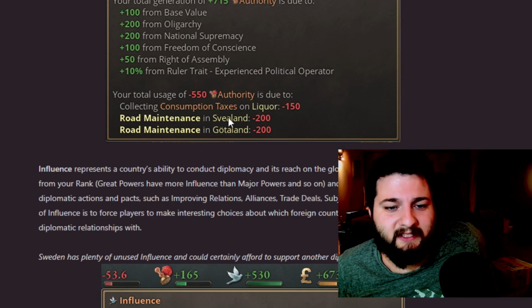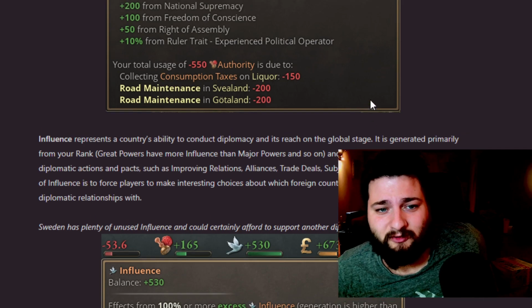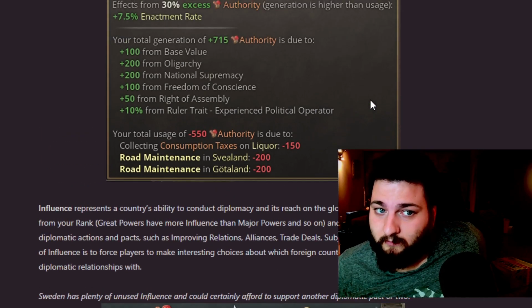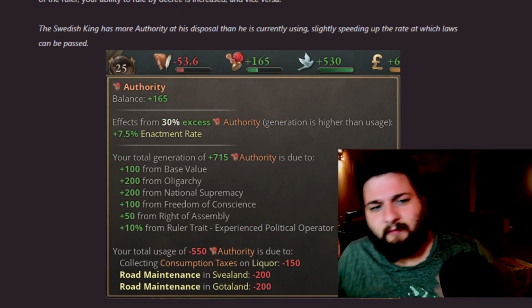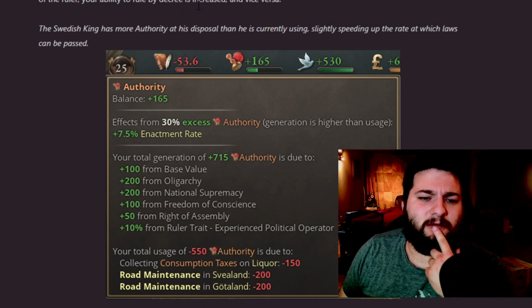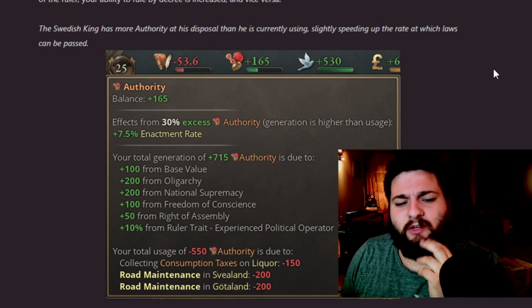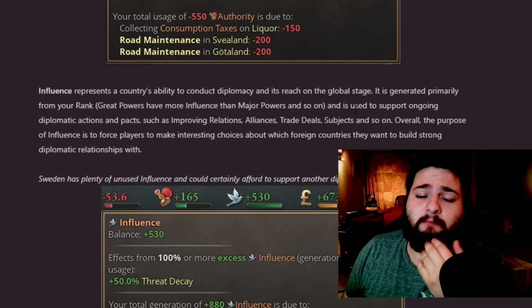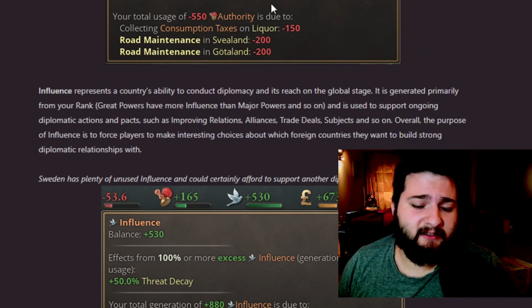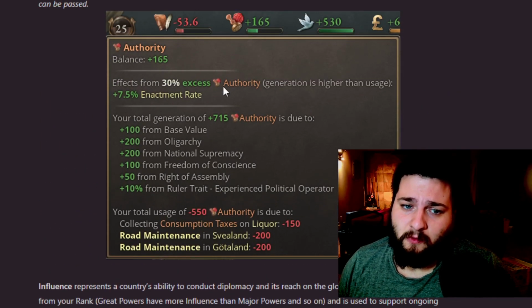The road maintenance in the land is 200, and road maintenance in the land is minus 200. That road maintenance is tied to the king's authority. I'm not sure about that one. It really depends what road maintenance gives you as a bonus in these specific states, because I really don't see how that is linked up with the authority.